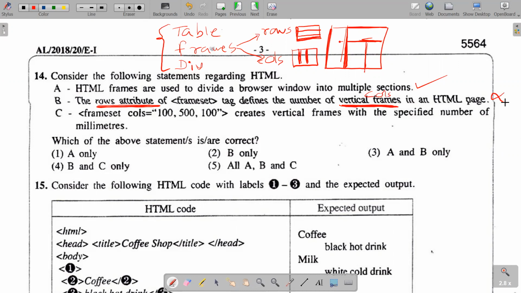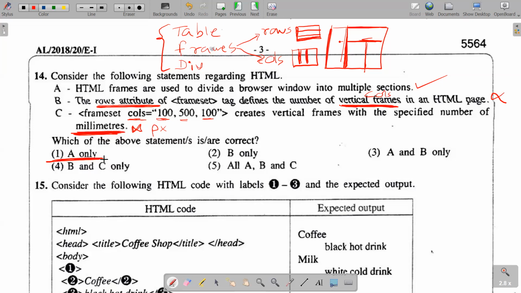Statement B is wrong. The frameset and the cols attribute, it says 100, 500, and 100 creates vertical frames with specified number of millimeters. Not millimeters, right? This comes as pixels. How many pixels can be there? Right? So due to that, only A is going to be your answer, right? So for the 14th, it's only A, right? So it's better you make a note of the frames. Just learn the fact from this question, right?